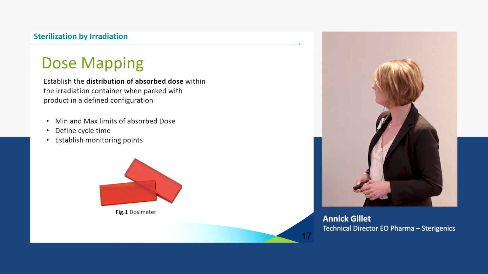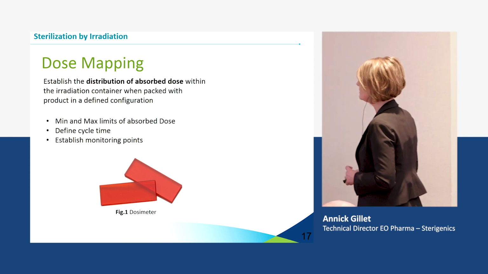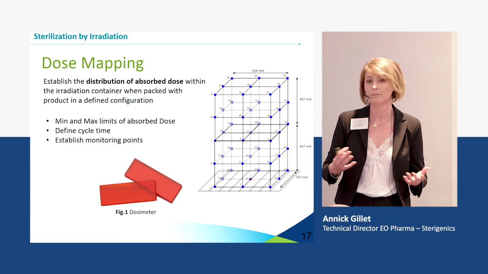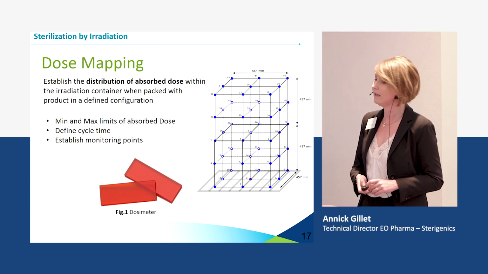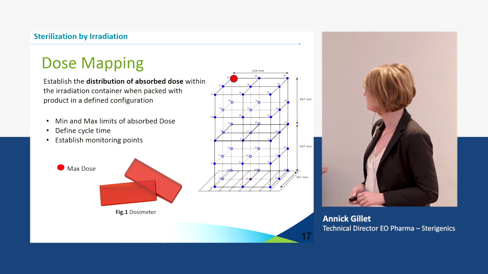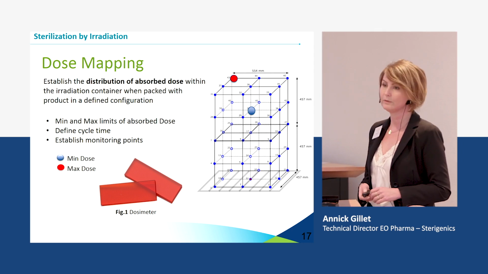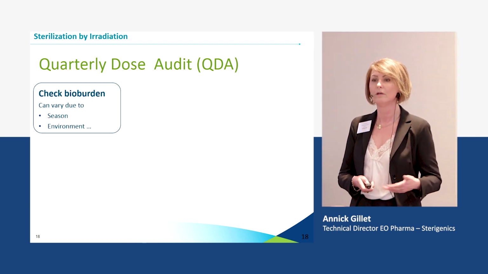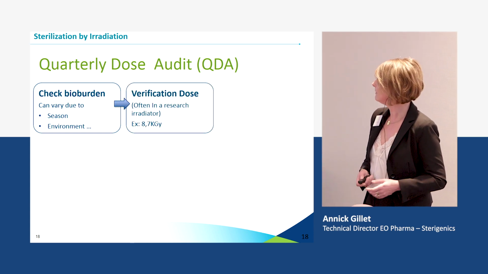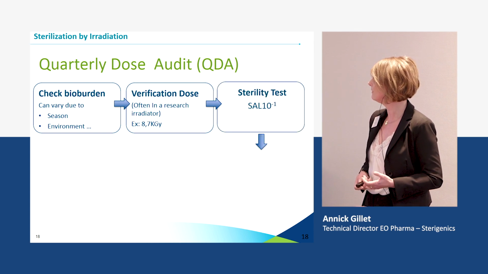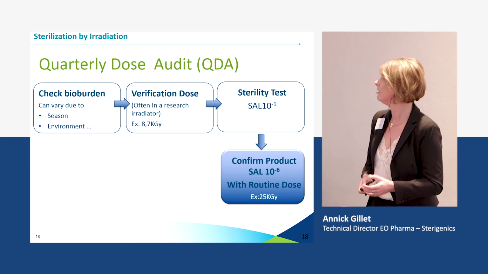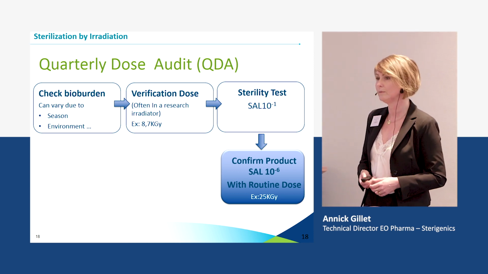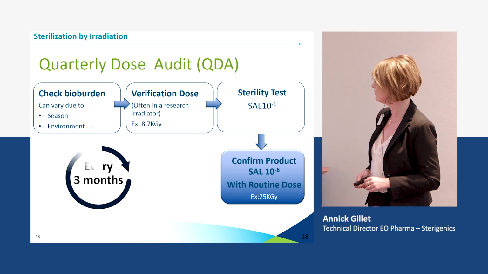But again, the principle is the same. It's monitored using dosimeters that are distributed in the pallets to identify the minimum and the maximum dose. So you make sure that you at least achieve your 25 kilogray at the most difficult place in the pallet. Minimum and maximum dose are also important to preserve the product. In gamma radiation, you need to do a quarterly dose audit. So you need to repeat your validation, or verify it on a 3-monthly basis, and it's based on bioburden. You do a bioburden test, you do a verification dose, which is lower compared to your routine dose, you do a sterility test, and then you confirm that you are still having the right sterility assurance level.